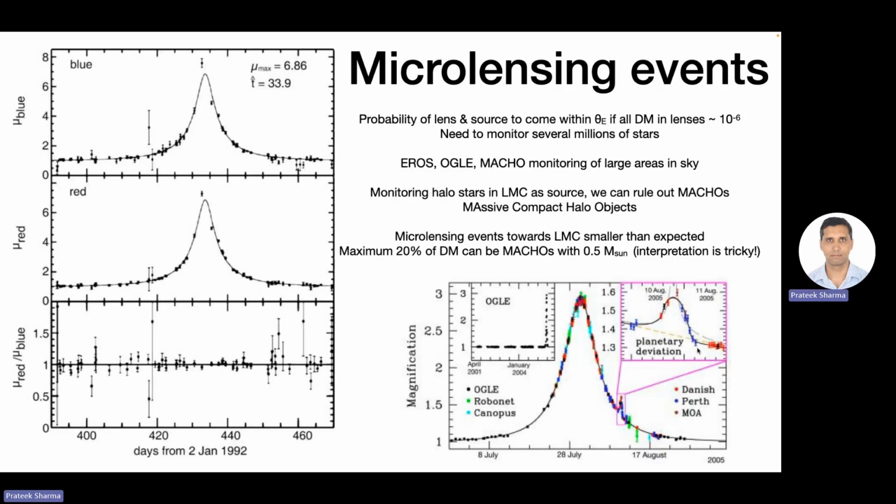And this blip is due to, so you have a foreground star and you're looking at the background stuff, the background star light increases. And the foreground is not just a star, it also has a planet around it. And if the background source crosses the theta E of the planet, you can get the little microlensing on top of this signal. And that's what is seen here. So this is how you detect planets around some of these stars.